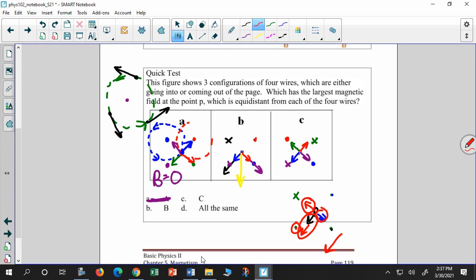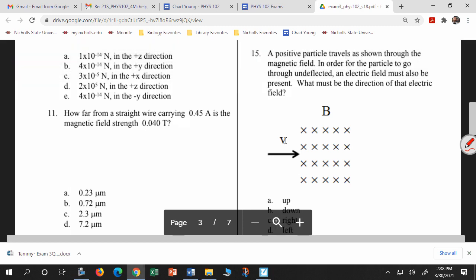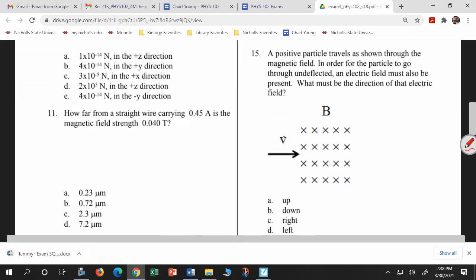Somebody asked about 2018 problem 15. That's exam 3, mostly exam 3s on this exam. So a positive particle travels through a magnetic field. In order for the particle to go undeflected, an electric field must also be present. What must be the direction of that electric field? And this student asked me to do it with a negative particle instead of a positive particle.